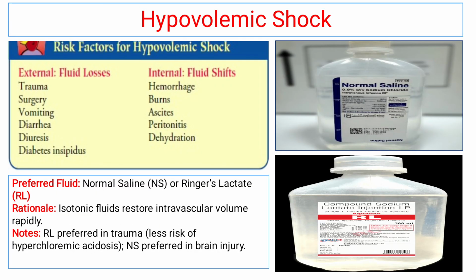In patients with hypovolemic shock due to various reasons, whether they are external fluid losses or internal fluid losses, the preferred fluid is normal saline or Ringer lactate. The rationale for using these fluids is that, being isotonic fluids, they restore the intravascular volume rapidly. We should always note that RL is preferred in trauma because there is less risk of hyperchloremic acidosis, and NS is preferred in brain injuries.